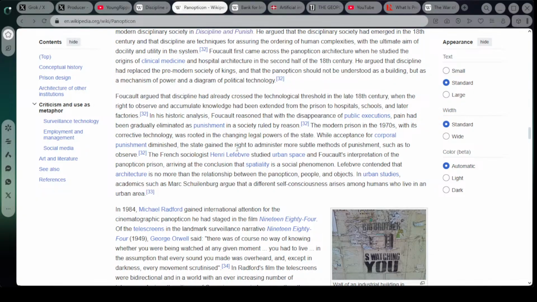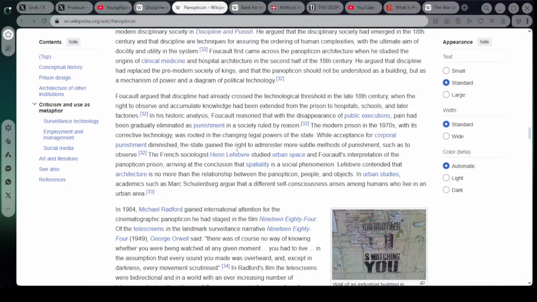Foucault argued that discipline had already crossed the technological threshold in the late 18th century, when the right to observe and accumulate knowledge had been extended from the prison to the hospital, school, and later the factories. In his historic analysis, Foucault reasoned that with the disappearance of public executions, pain had been gradually eliminated as punishment in a society ruled by reason.